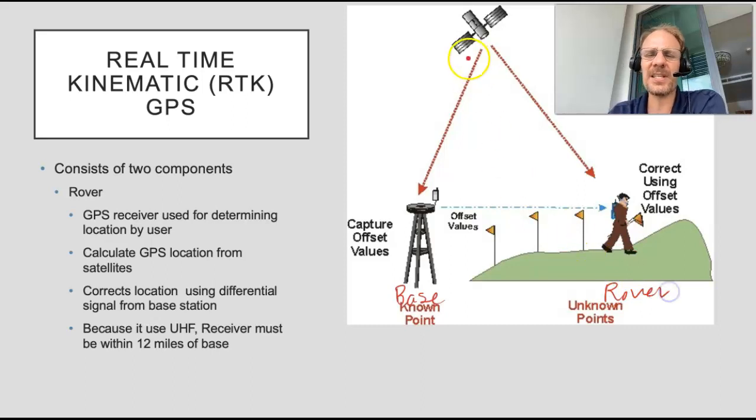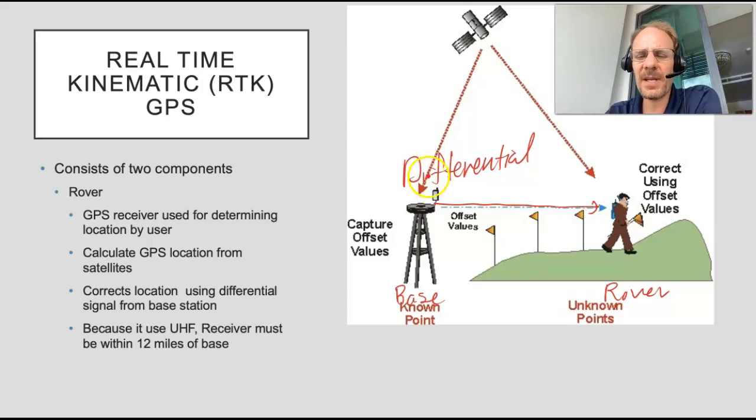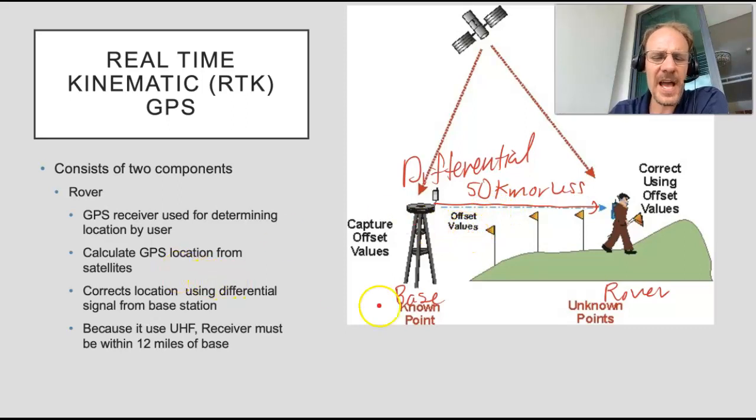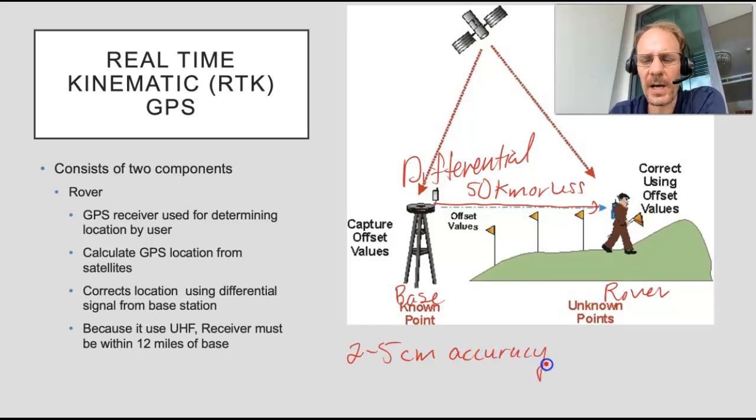And so what happens is, again, it works the same way. Our signal comes down here. It calculates the differential, and then it sends that differential to me, the rover. And because the proximity of these are very close, about 50 kilometers or less, it is much more accurate. In fact, an RTK system has about 2 to 5 centimeter accuracy if it is set up correctly.